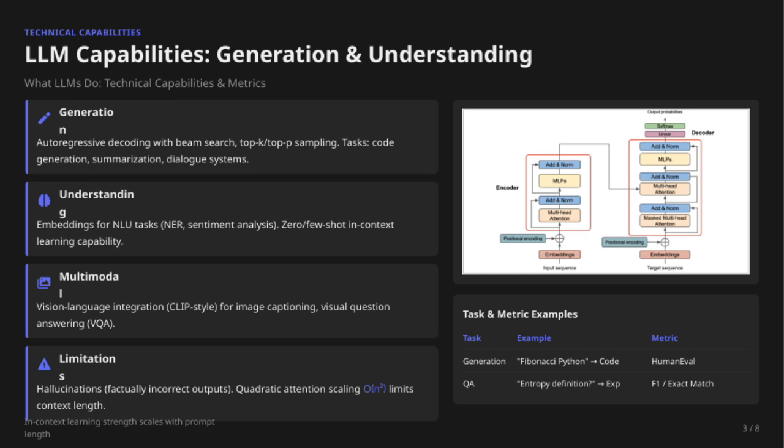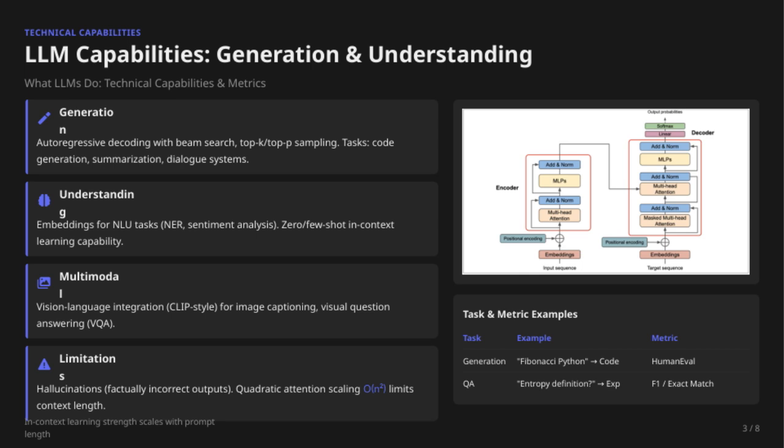For question answering, providing a more detailed prompt, say, asking entropy definition, helps the model deliver precise and relevant answers, which we measure with metrics like F1 score or exact match. It's important to note that the more context we add, the better the model can perform, but there are limitations. One major challenge is hallucinations, where the model produces factually incorrect outputs. Additionally, the quadratic attention mechanism, which scales with the square of the prompt length, limits how long our prompts can be before performance degrades.